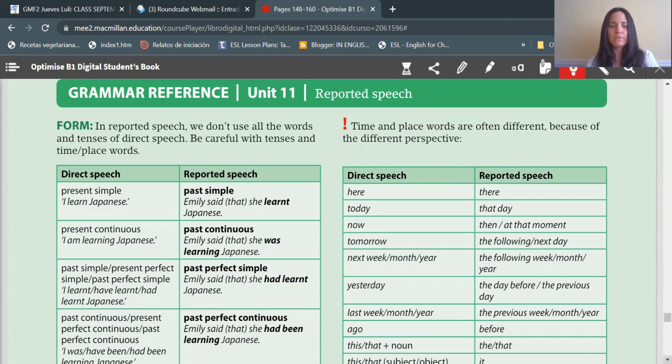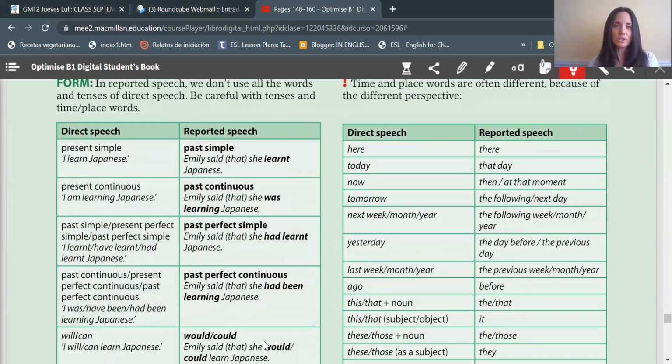Clear. Now, the same will happen with past continuous, present perfect continuous, and past perfect continuous. In this case, the past of these tenses is past perfect continuous. So you would say, Emily said that she had been learning Japanese. Yes, when in the direct speech it was, for example, I was learning Japanese in past continuous, I have been learning Japanese in present perfect continuous, or I had been learning Japanese in past perfect continuous.